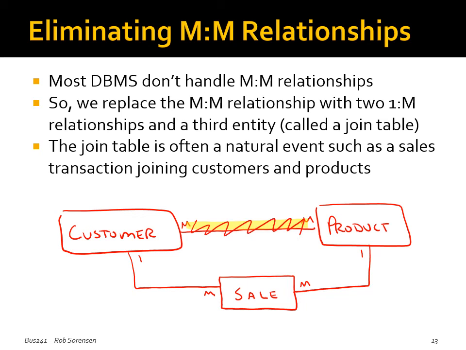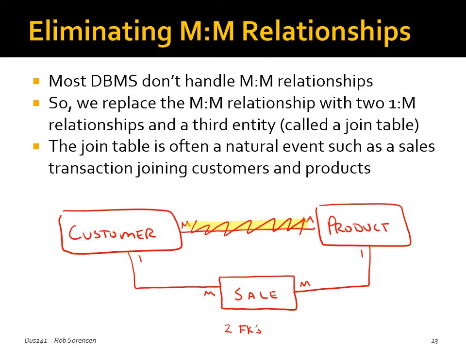All right, good. So now I've got customer related to product through the sales event, and I have two one-to-many relationships. By the way, the sales table will have two foreign keys in it, won't it? One from the customer side and one from the product side. It'll also have its own primary key, but there'll be two foreign keys, and that'll help connect things together. All right, so that's how we can eliminate those many-to-many relationships.